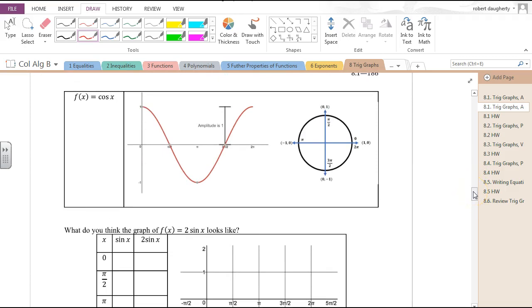Same thing with the cosine graph that we just graphed. Here's 0. How high up do I go? I only go up 1 unit. How low do I go? I only go down 1 unit. The amplitude is 1. I only go at most a distance of 1 away from 0.